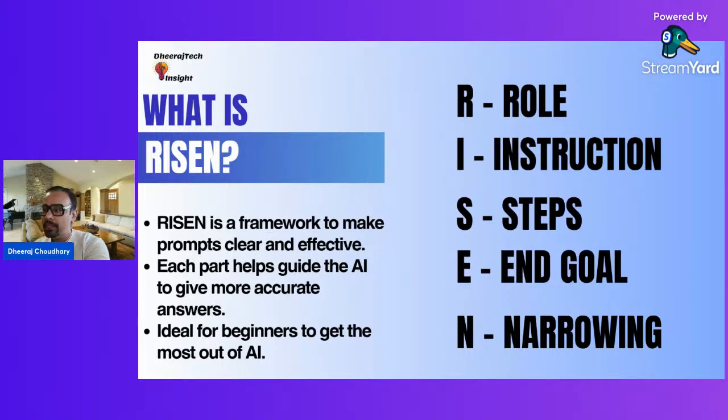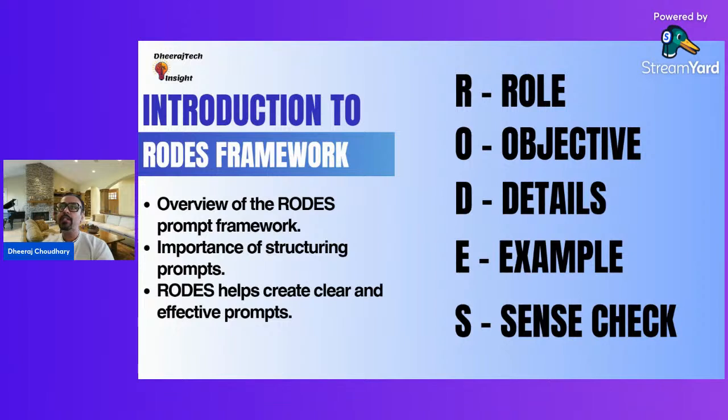Now let's see what our next framework is. So guys, our next framework is the Rhodes framework. In this framework, again, we are breaking down our query into multiple parts, where first we provide a role to AI, which AI will assume. Once it assumes a role, the AI should know what its objective is, what it has to do. So we provide it its mission, its objective, that is, what it is going to perform for us, guys.